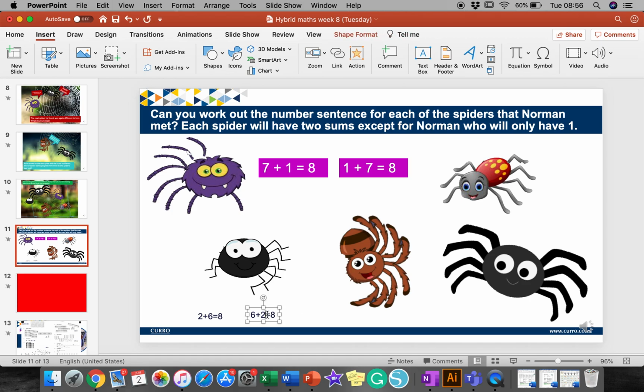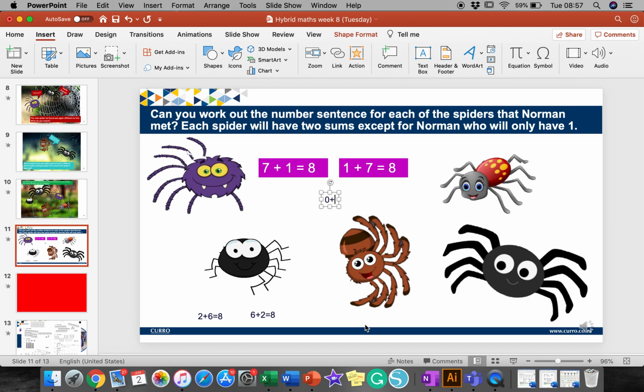Now, if we have a look at our little brown spider, how many legs does he have on the left side? He's got no legs on the left side. How many legs does he have on the right side? 1, 2, 3, 4, 5, 6, 7, and 8.